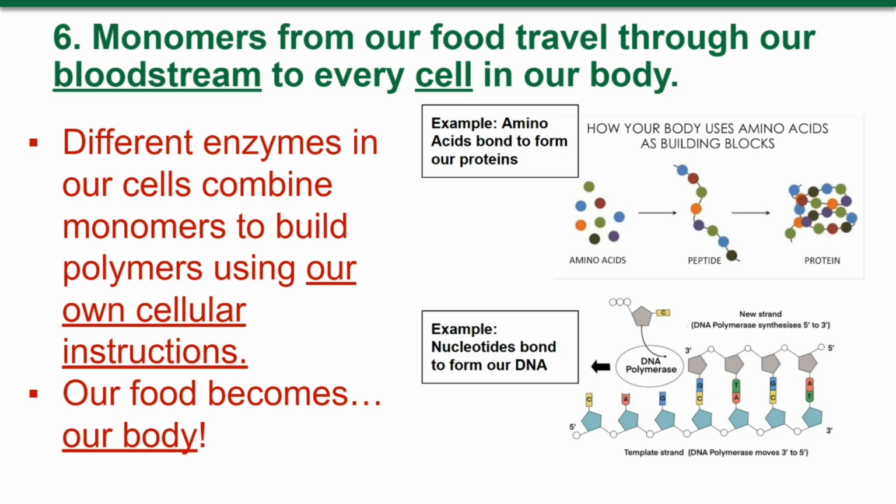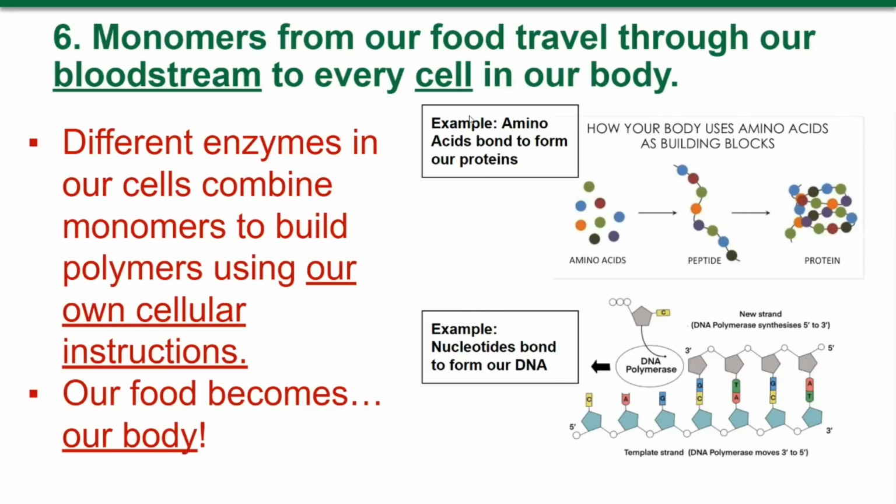So there are also different enzymes in our cells that combine monomers to build polymers using our own cellular instructions. So not only do we have enzymes that will break down polymers into monomers, we also have enzymes that will build up monomers into polymers. And basically all those polymers that we ingested and broke down into monomers will eventually turn into stuff inside of our cells. So all our food becomes our body.